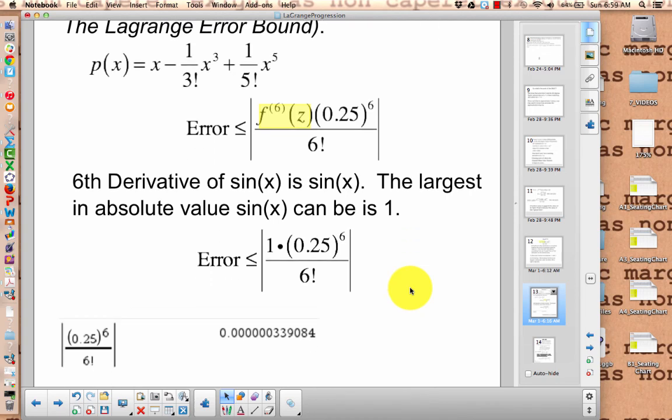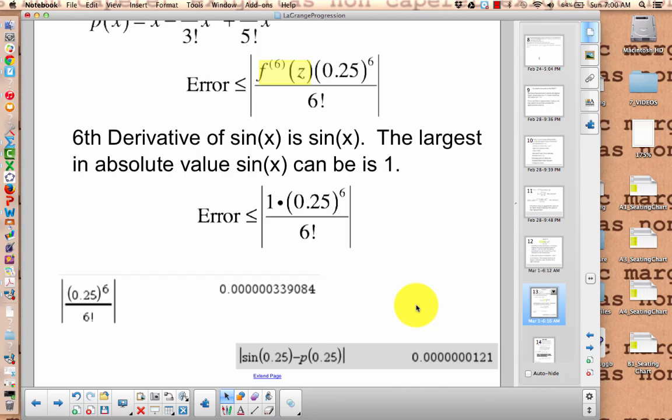All right, now this is kind of neat. If you actually calculate that out, the calculator says that your error is going to be less than this number here, which is 1, 2, 3, 4, 5, 6 zeros, and then a 3. It's pretty darn accurate. And if you go back and actually calculate the actual error, sine of 0.25 minus the polynomial at 0.25, you get this number here, which has 1, 2, 3, 4, 5, 6, 7 zeros, and then a 1. So you were able to guarantee that the accuracy was at least this good. In fact, of course, it's going to be better.